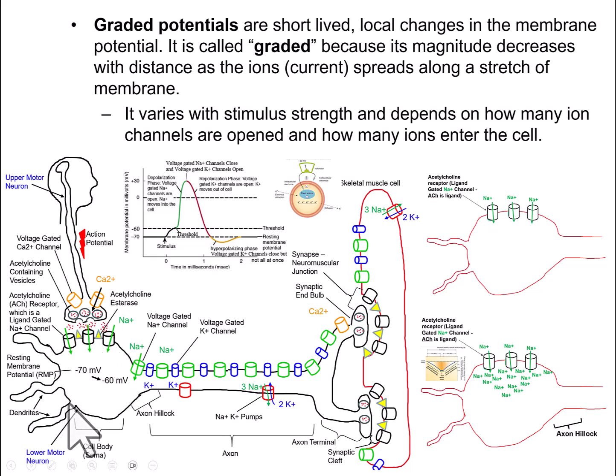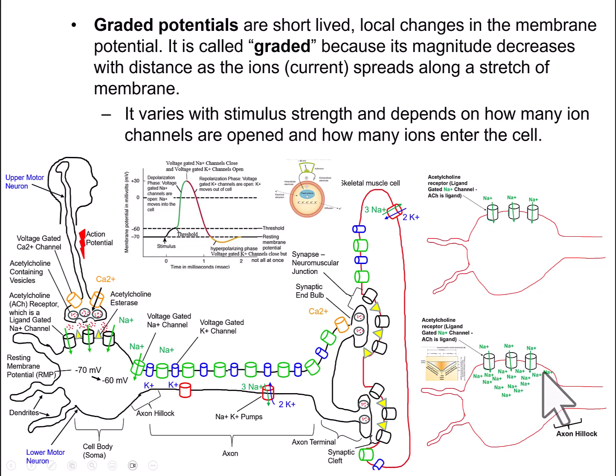If I take the cell body here of this neuron and I bring it over here, these are the acetylcholine receptors. When acetylcholine binds, it allows sodium to come in, and as that sodium comes in, it's going to change the resting membrane potential right here at the membrane from minus 70 to become less negative. Now we call this a graded potential, and its strength depends on how many ion channels are open and how many ions come through to form the graded potential. Now what's so special about this?